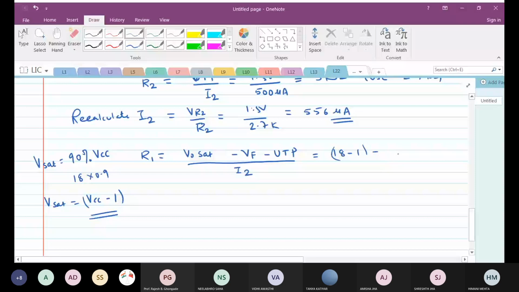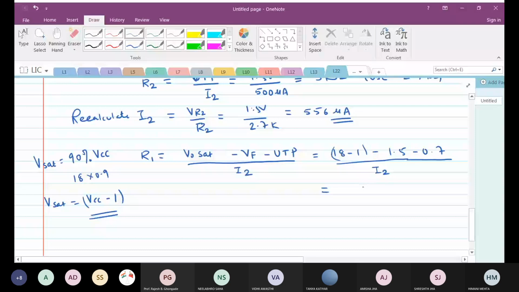What is that UTP? 1.5 divided by I2. So R1 turns out to be, anyone? Okay, we forgot this 0.7 volt drop also. Please add that. So anyone? I don't want to waste time here. It turns out to be 26.6 kilo ohms. You can use 27 kilo ohms as standard value. Okay, this is for R1.